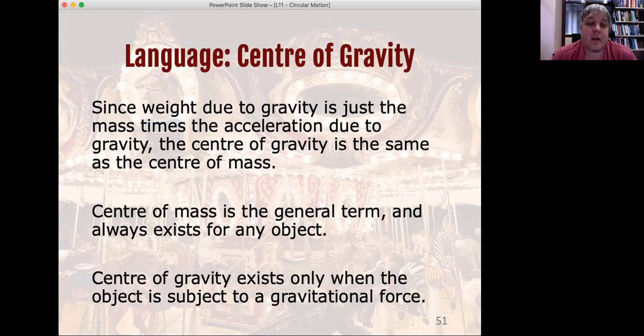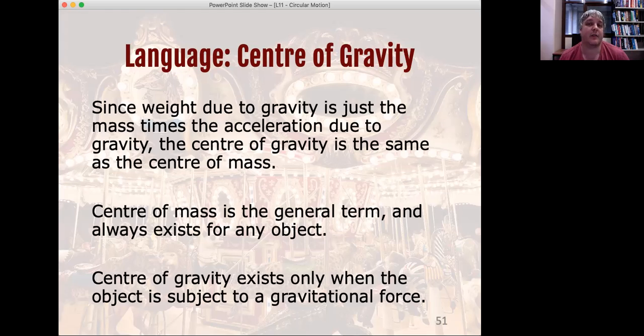Since weight due to gravity is just the mass times the acceleration due to gravity, the center of gravity is actually the same as the center of mass. Right? That is, as I was just saying, the force due to gravity acts on that center of mass. So sometimes we'll call the center of mass the center of gravity, but that's only true when the object is being subjected to a gravitational force.